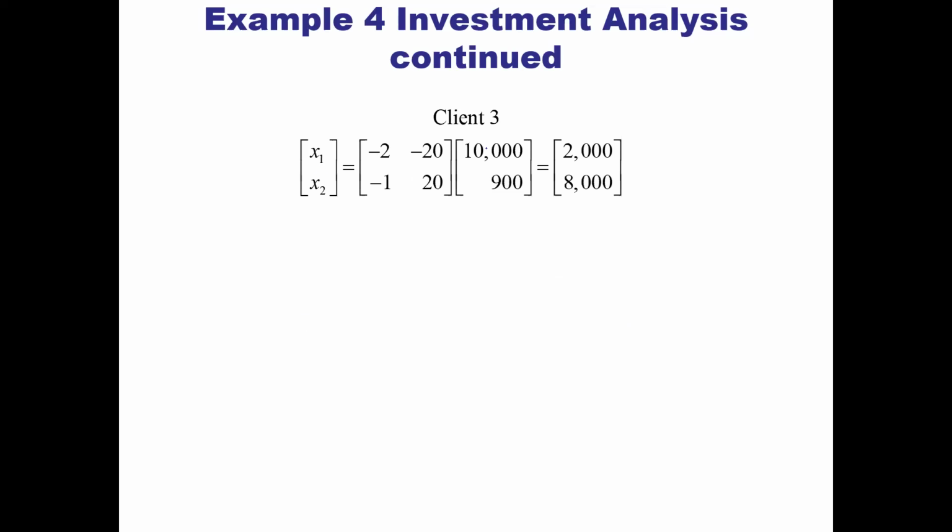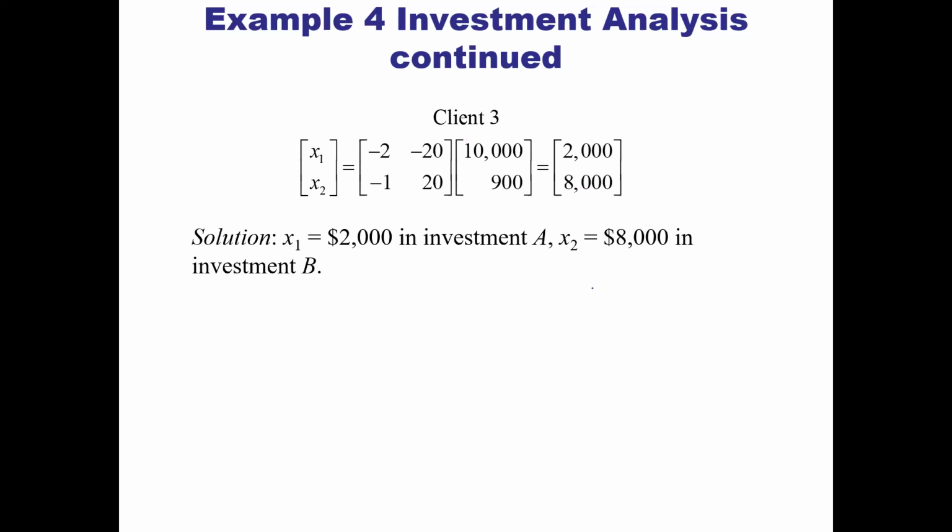And then client three wanted 10,000 invested with a $900 return. That gives us only 2,000 in investment A and 8,000 in investment B. So not quite as high as far as the higher risk. But that's how it is, and that's why we can use this to figure out what we need.